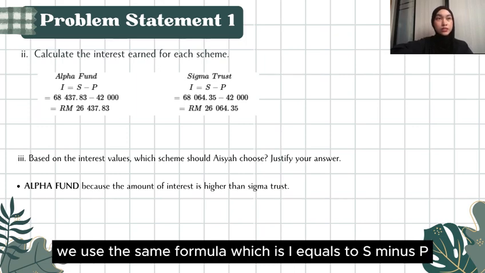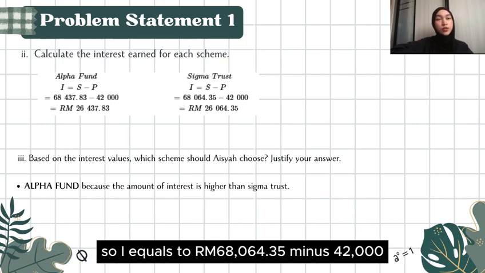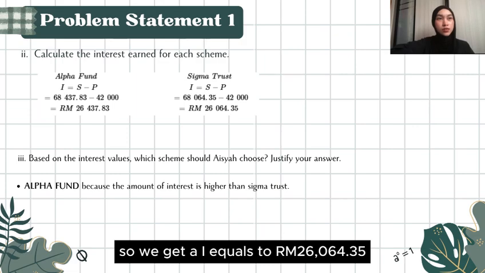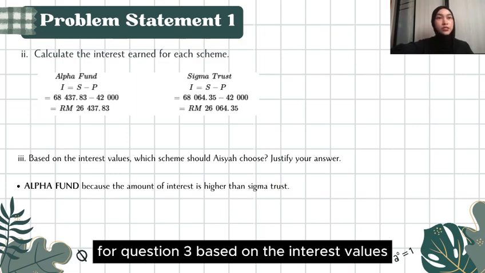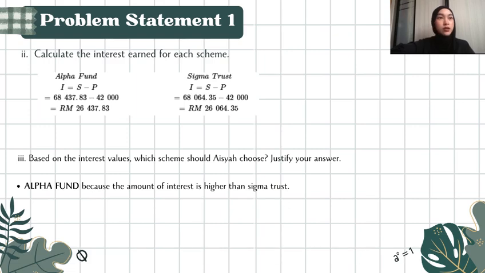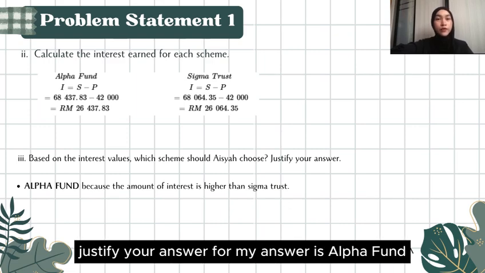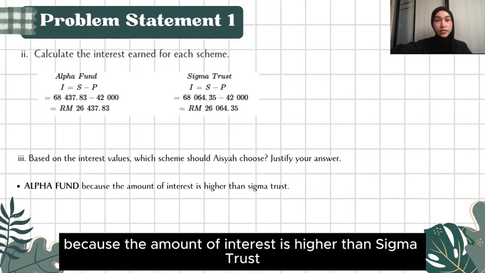So we move to Sigma Trust. We use the same formula, which is I equals S minus P. So I equals 68,064 ringgit 35 cents minus 42,000. So we got I equals 26,064 ringgit 35 cents. For question 3, based on the interest values, which scheme should Aisha choose? Justify your answer. My answer is Alpha Fund because the amount of interest is higher than Sigma Trust.